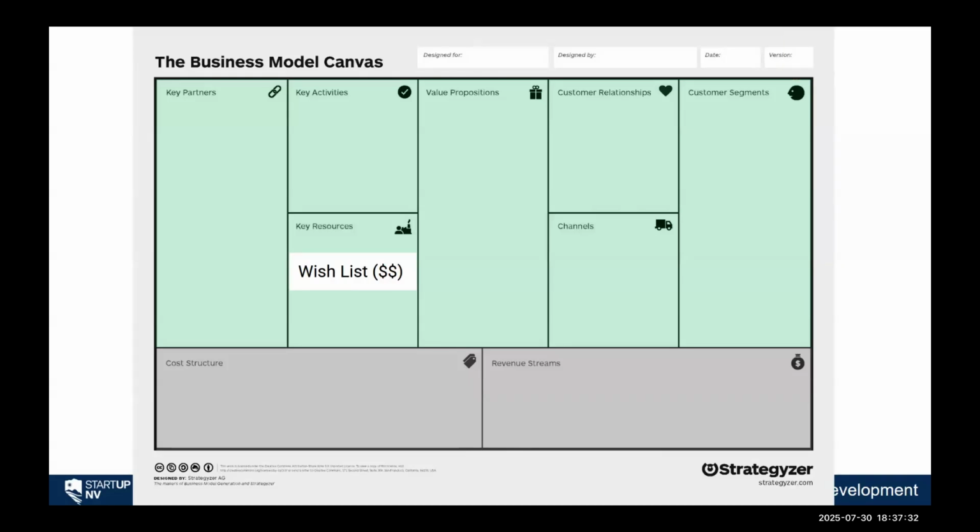So what work are they doing? And what resources do they have, or do you need, in order to either develop that value or reach those customers?